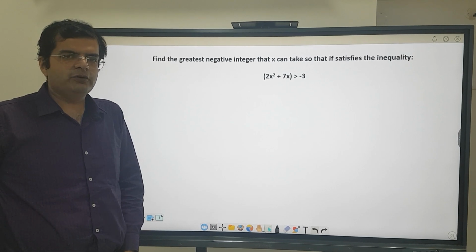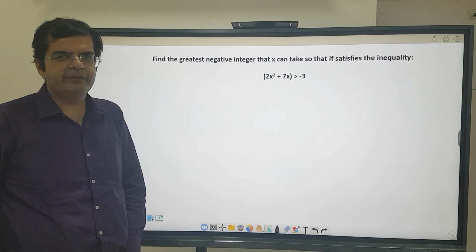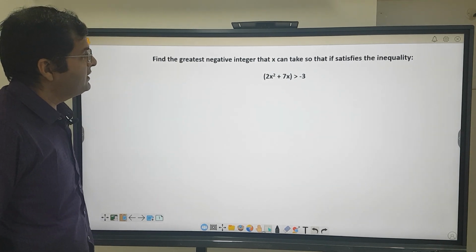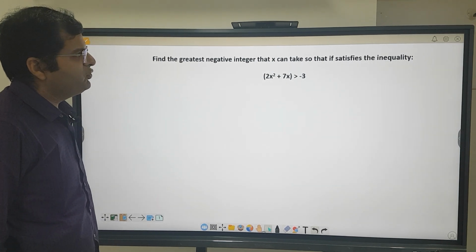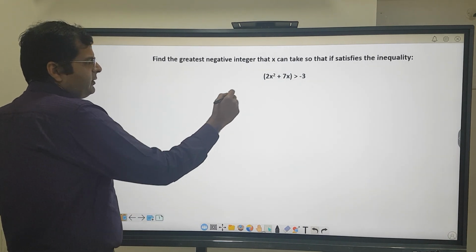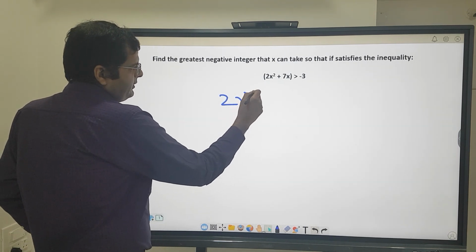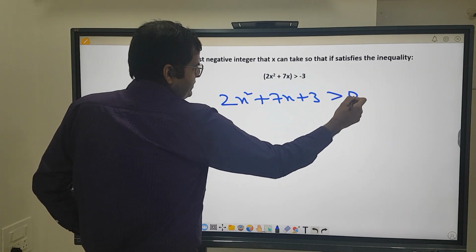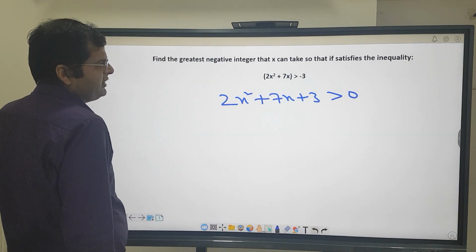So this is the 35th question of the Algebra chapter. The question says, find the greatest negative integer that x can take so that it satisfies the inequality. So this is the inequality given to us. It's a quadratic inequality. What I can do is write it as 2x square plus 7x plus 3 is greater than 0, adding 3 on both sides of the inequality.